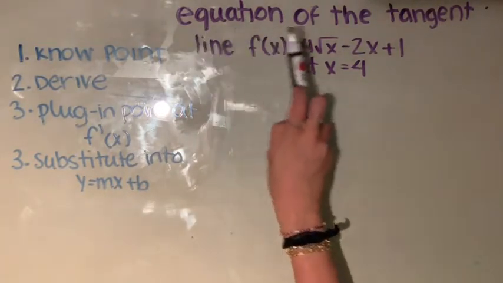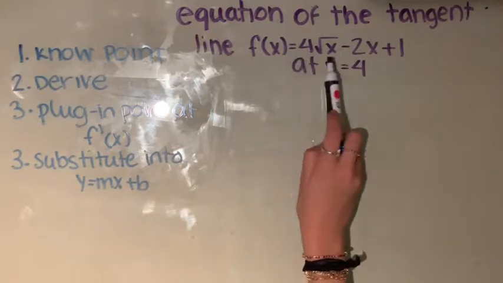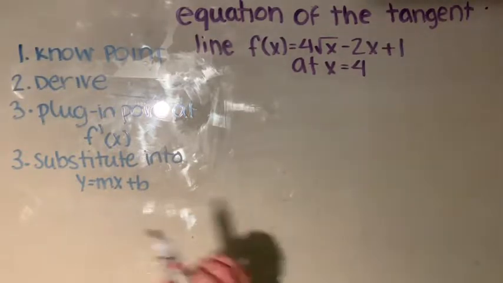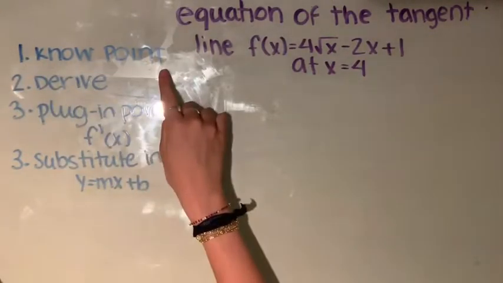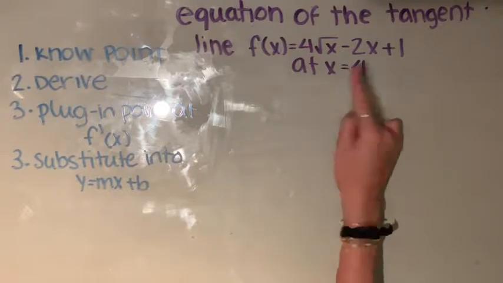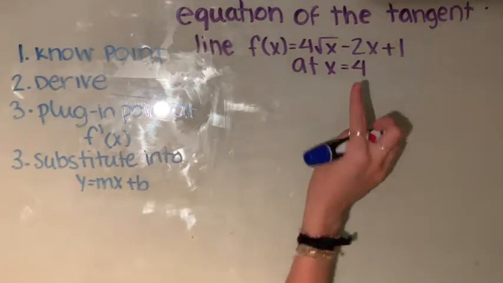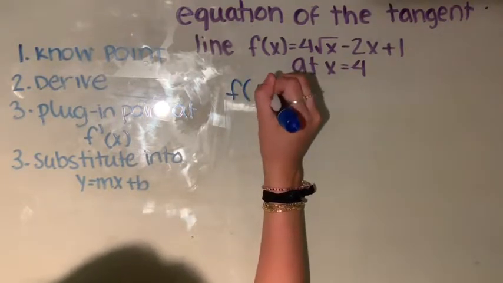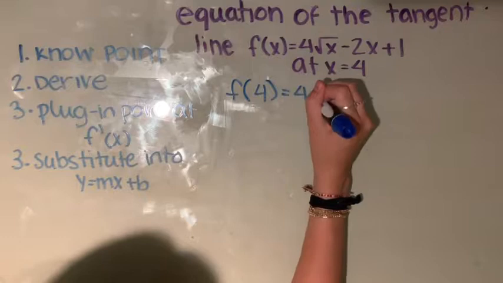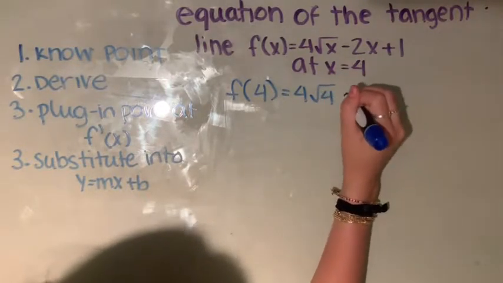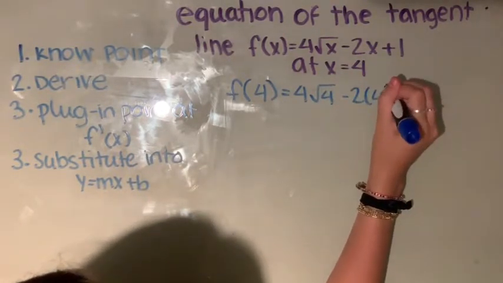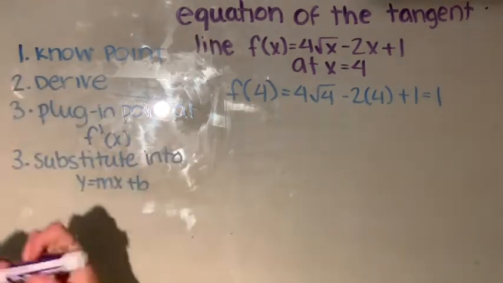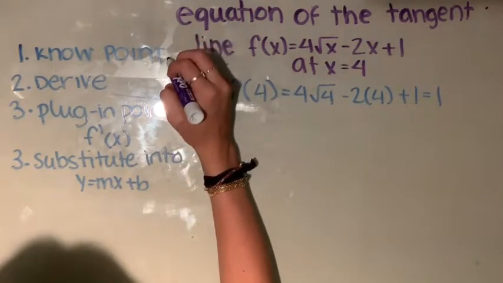Okay, so now we're going to find the equation of the tangent line of f of x equals 4 square root of x minus 2x plus 1 at x equals 4. So first, our first step is to know our point. Right now, we know our x, but we don't yet know the y. So we're going to plug in 4 in this equation, which is going to be f of 4. 4 square root of 4 minus 2 times 4 plus 1. And this will give us a total of 1. So our point is (4, 1).